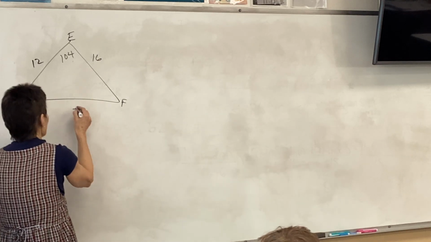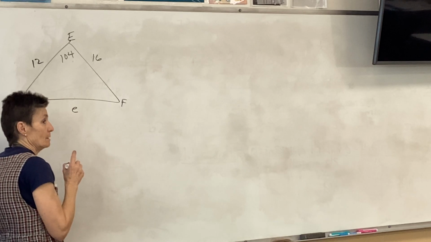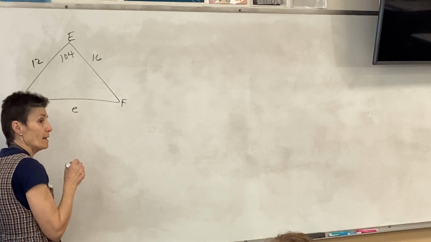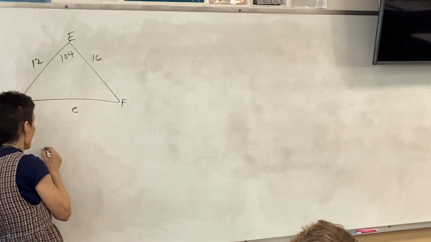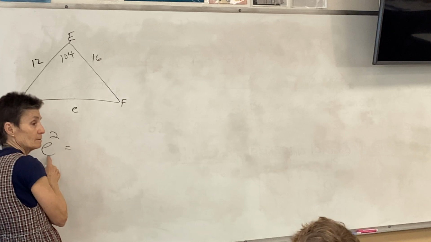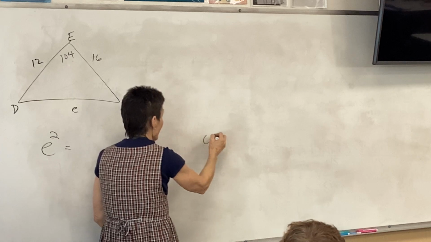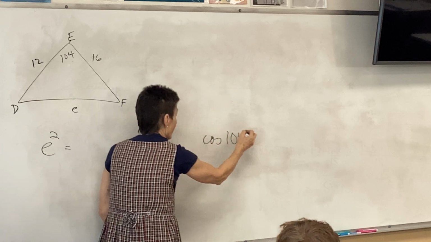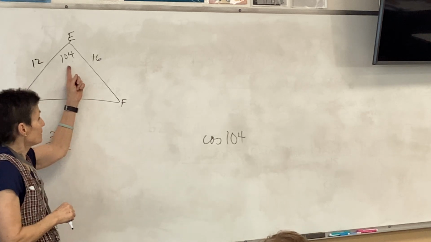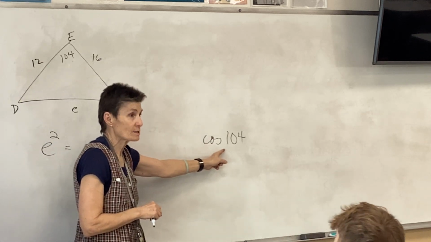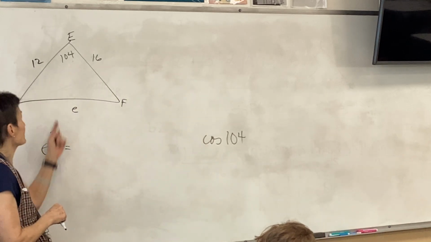So, I'm gonna find side E. In the law of cosines, I have to use the angle that I have. Since I have angle E, I'm gonna find side E. So I'm gonna have E squared, and then I'm gonna have a bunch of junk, but on the end, I'm gonna have cosine 104. That's the way the law of cosines works. I have angle E, so out at the end of it is gonna be cosine 104. And then on this side, all by itself is E squared.